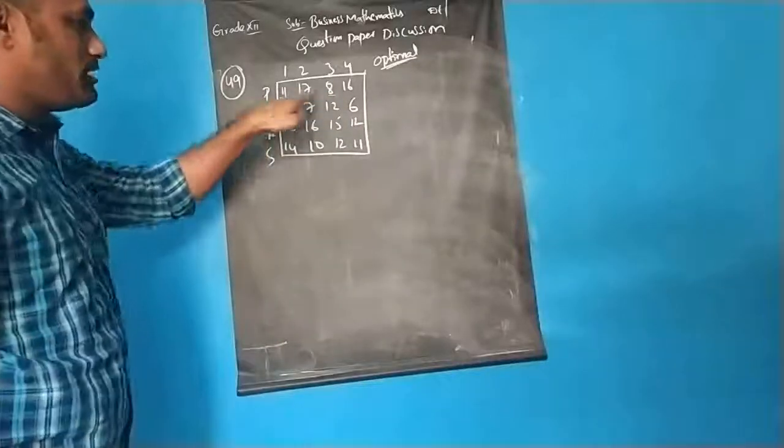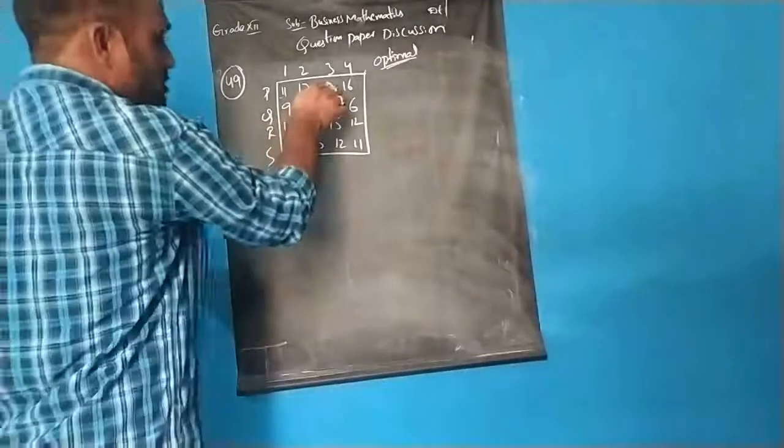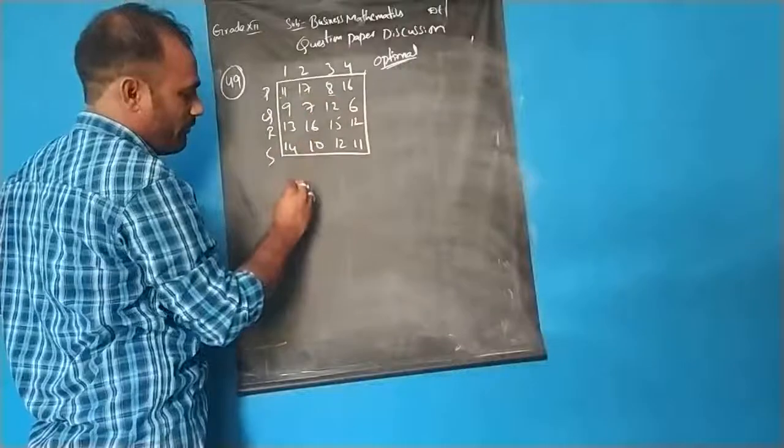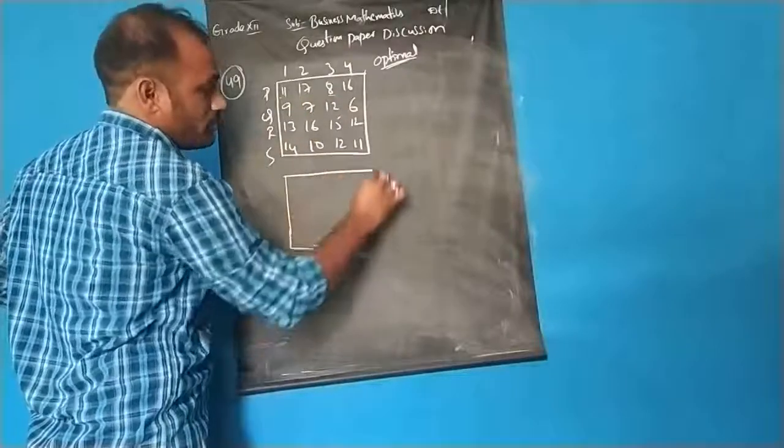So the difference of these two, 8 and 11, what is the difference? We are going to get 8, 9, 10, 11. So 3 is the difference. Whatever the smallest number is, let us do subtraction from everything. So what are we going to get here? So this is step 1.